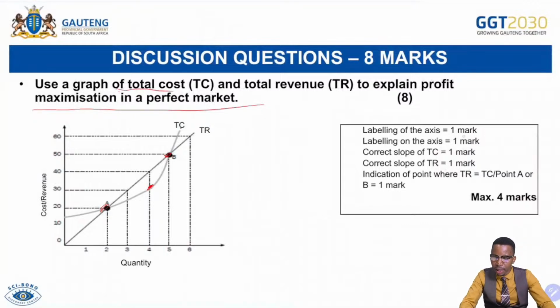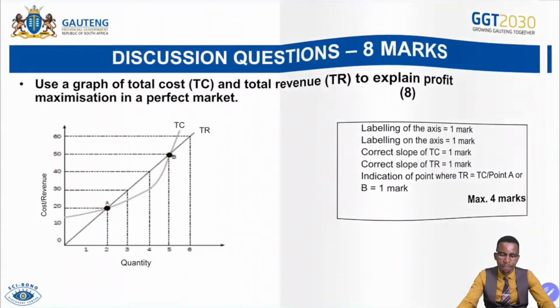Labeling of the X axis, that's when you write quantity, and the Y axis, the price, is 1 mark. Labeling on the axes, that's when you put numbers, is a mark. But now we only have 1 mark to allocate. Correct slope of TC, 1 mark. Correct slope of TR, 1 mark. Indication of the point where TR equals TC, point A or B, is indicated for 4 marks.